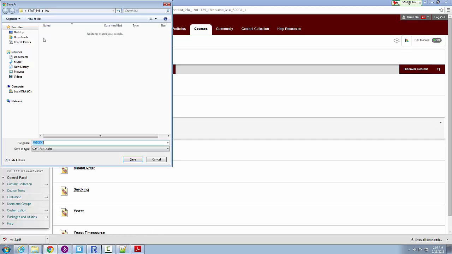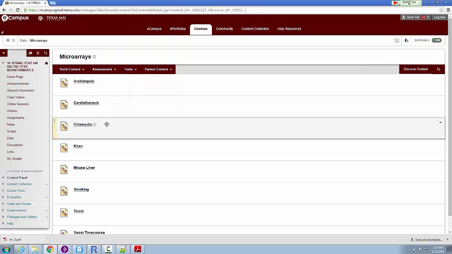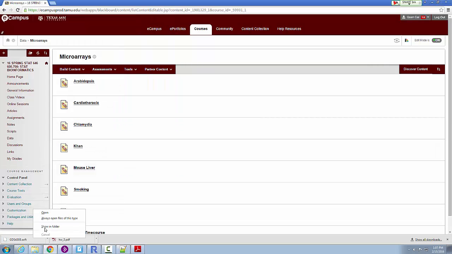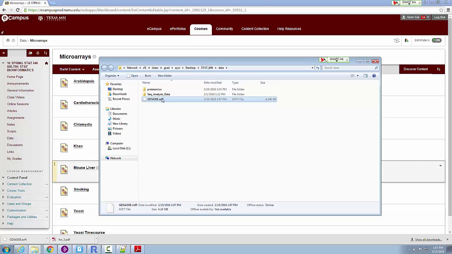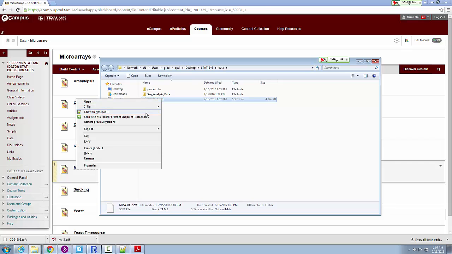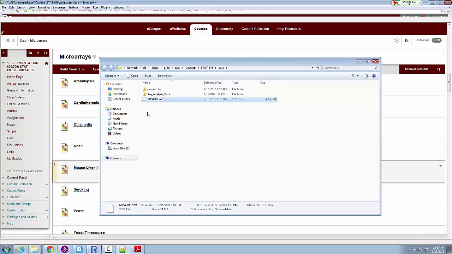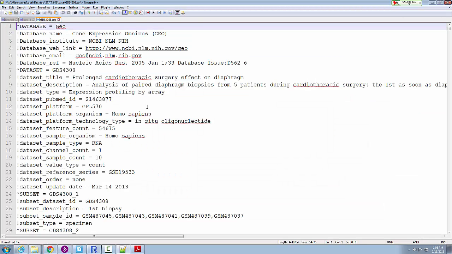So I'm going to download cardiothoracic, and then I'll show it to you. 646 data. I'll just do right there. And I'm going to open this in a text editor. On this computer, I'm going to use Notepad++. This is what we get.